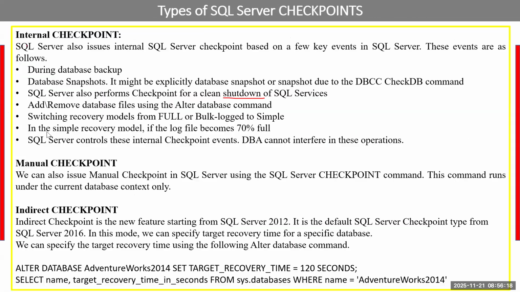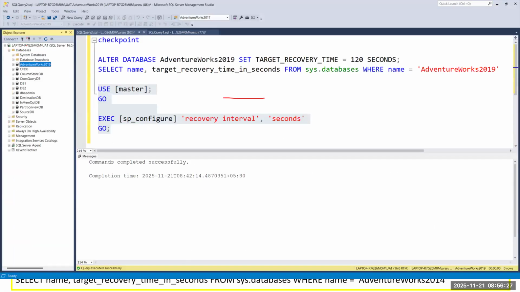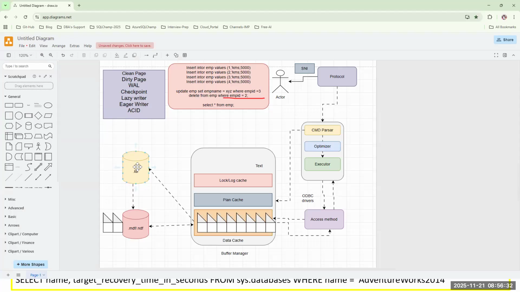Now, manual checkpoint. What do you mean by manual checkpoint? Sometimes your log is getting full. A log is nothing but the log file. Sometimes your log file is getting full due to checkpoint, meaning maybe the indirect checkpoint or the automatic checkpoint is not triggered. Something is happening and your log is growing.